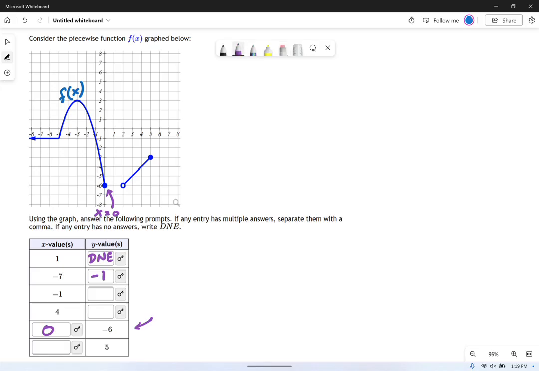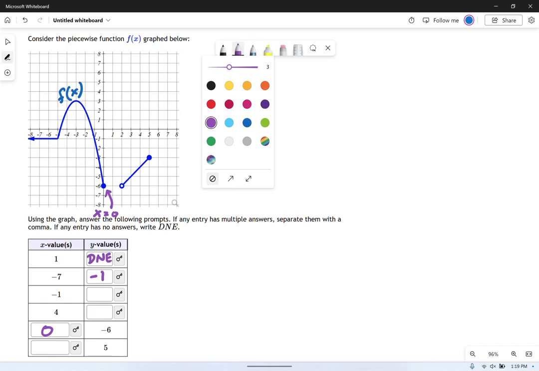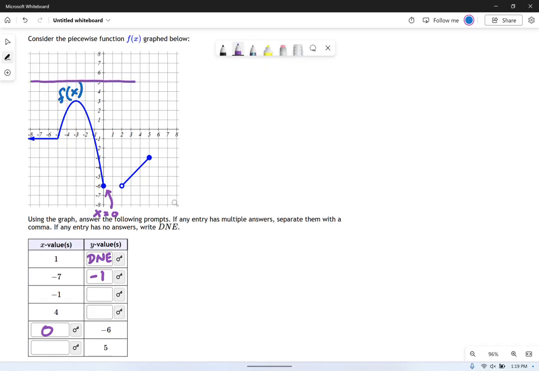Let's look at the last actual example. This is if y equals 5. Well, y equals 5, you can imagine that's a line. Let me get my pen back here. That's a line that goes horizontally like this. Those are all the y equals 5 values. And the blue function simply never reaches that height. So this is another case of DNE. There is no x value which produces a y value of 5.